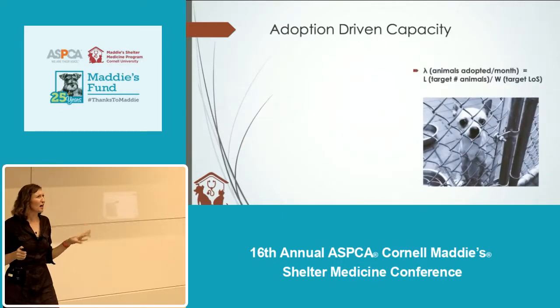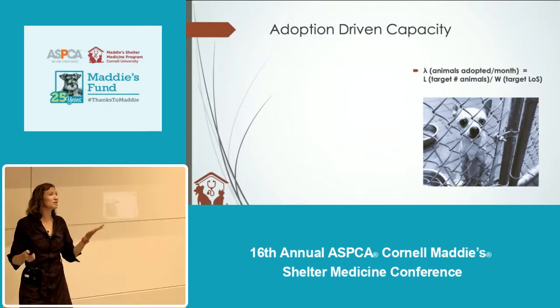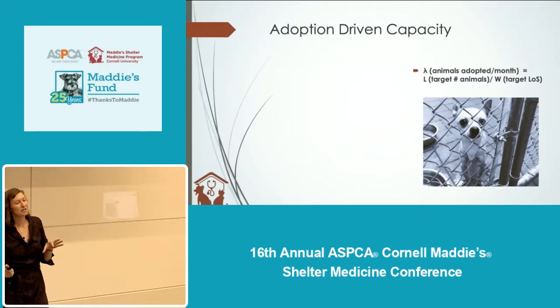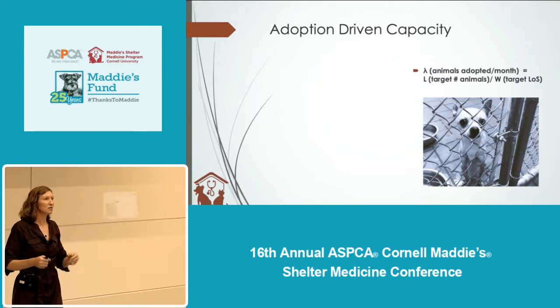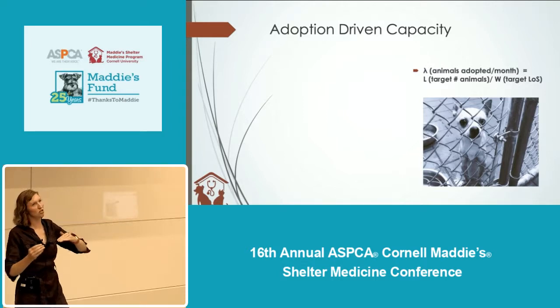So have you guys heard of adoption-driven capacity? That's different than what we just did. What we just did was based on the number of animals coming into the shelter, so that's basically intake-based capacity. Adoption-driven capacity is the idea of matching the number of animals coming in to the number of animals leaving. It's like having a hose in a bucket that has a spigot. The spigot goes at a certain rate. If I don't want the water in the bucket to overflow, I have to make the hose match the spigot.